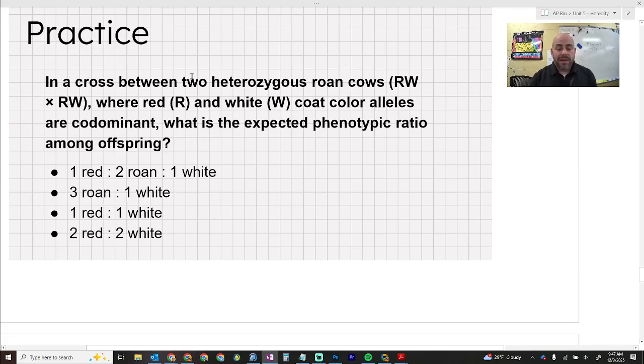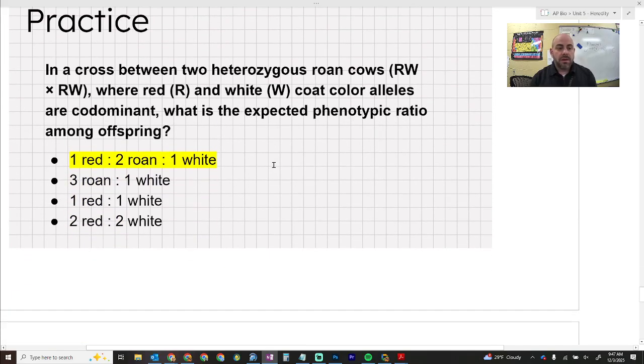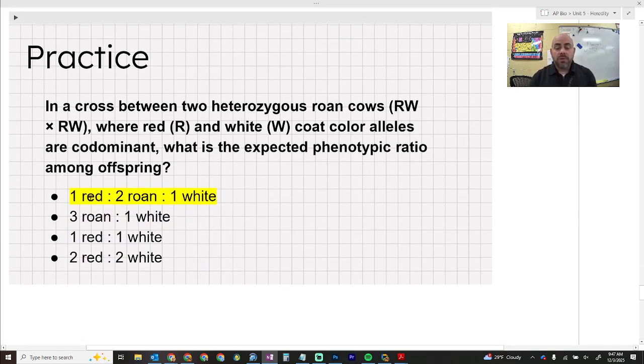We know that there's a chance that they're also going to be roan, because this one could be little r, big R, and this one could be W. You get the idea. And there's a chance for WW. So we're going to see a quarter, and a half, which is the first choice here. Don't have ABCDs on them. It's a special one. I hope this was helpful.